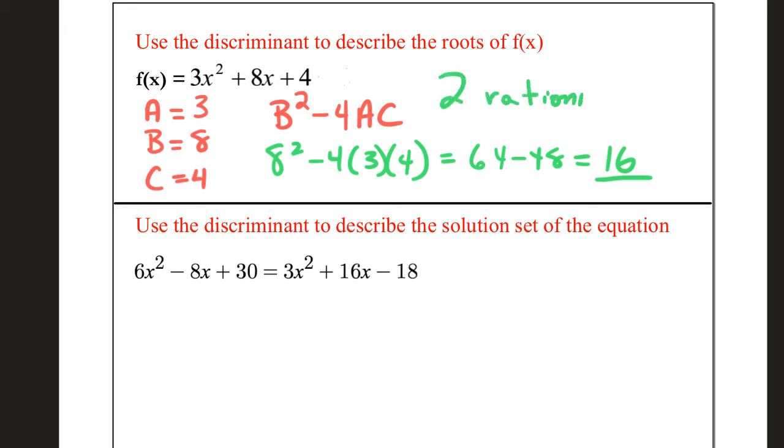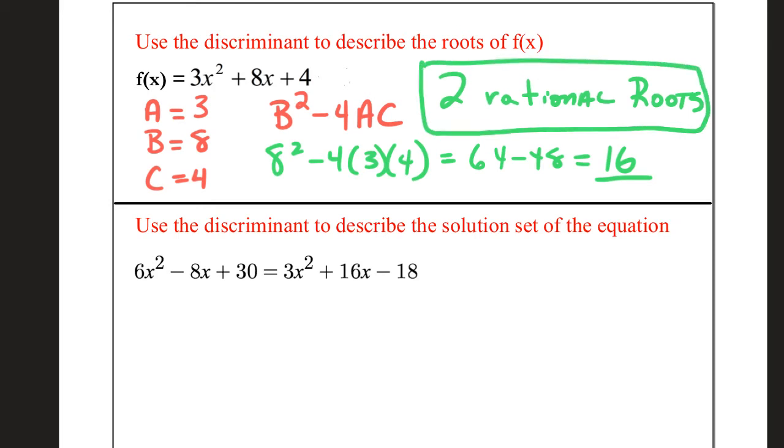Because it is a positive perfect square. So I don't even know what the roots actually are. All I do know is that they're going to be rational wherever they do occur.